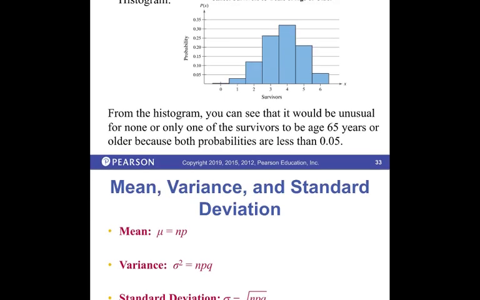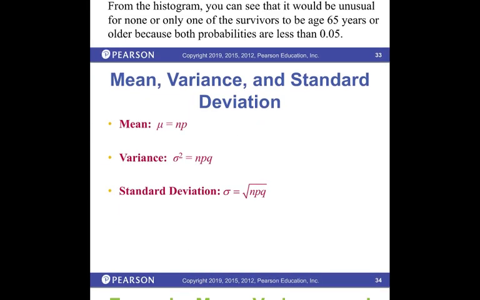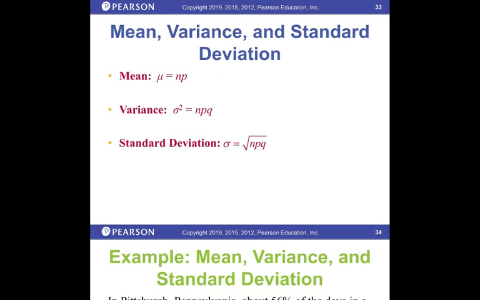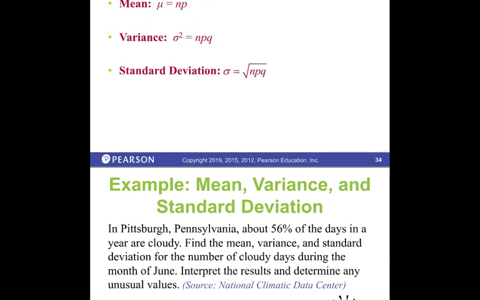Okay, so for the binomial probability distribution function, the mean, variance, and standard deviation are given as such. The average is going to be n times p. The variance is going to be npq, and the standard deviation is going to be the square root of the variance. In Pittsburgh, Pennsylvania, about 56% of the days in the year are cloudy. Find the average, variance, and standard deviation for the number of cloudy days during the month of June. Interpret the results and determine any unusual values.